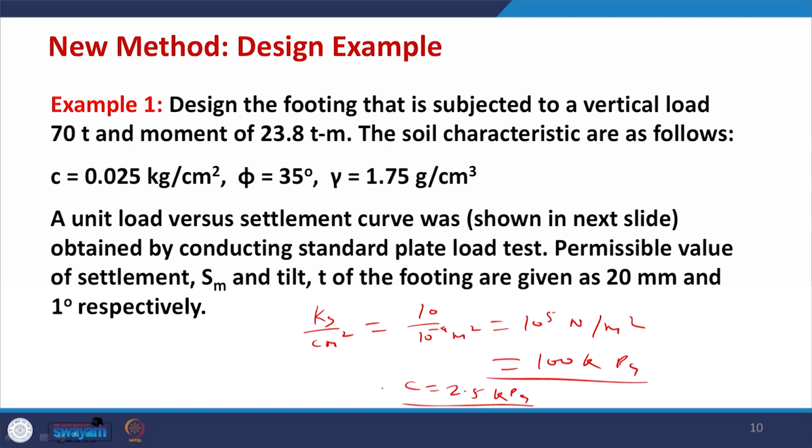That means this is not a clayey soil. Basically you have sandy soil only. So, the soil characteristics are saying that these conditions are the same. But besides that, what other data is given? The maximum value of settlement is given as 20 mm and tilt is given as 1 degree respectively. So, using this data, we start our design.